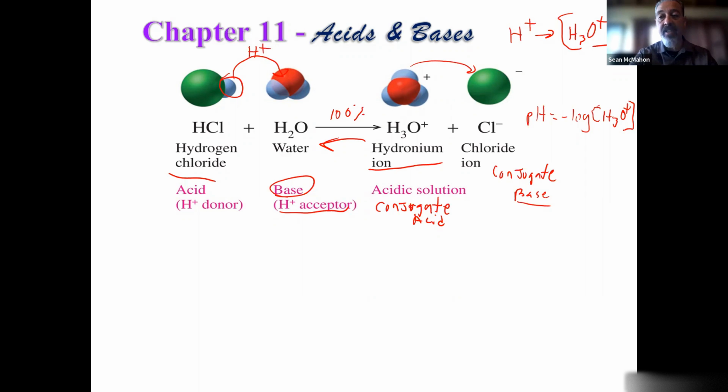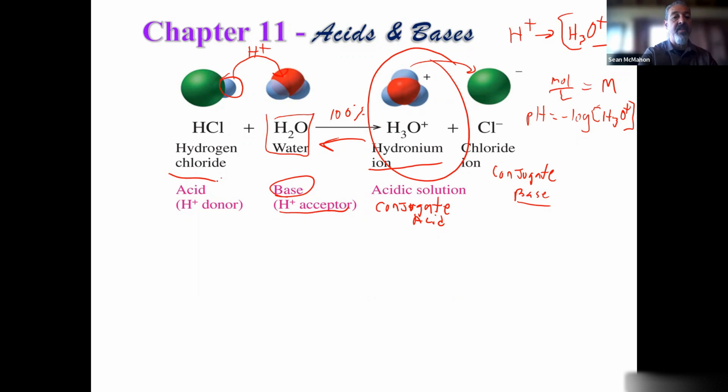Okay, the brackets, if you remember from earlier talks, mean molarity, and molarity is moles per liter. So if I have more hydronium ion, I'm going to have a more acidic solution, because water accepted the hydrogen ion from an acid that donated it.